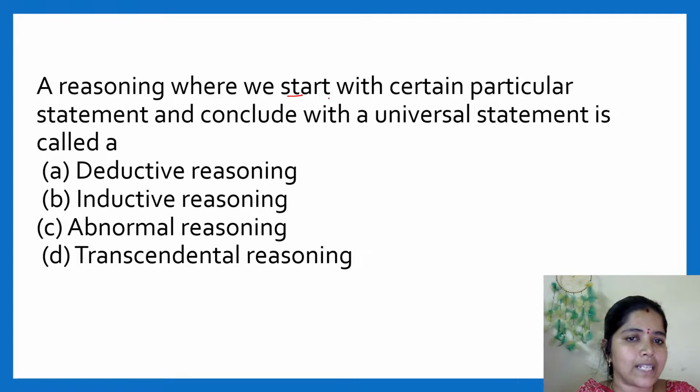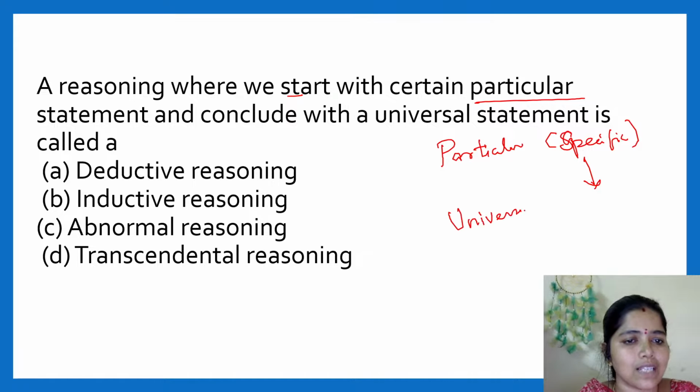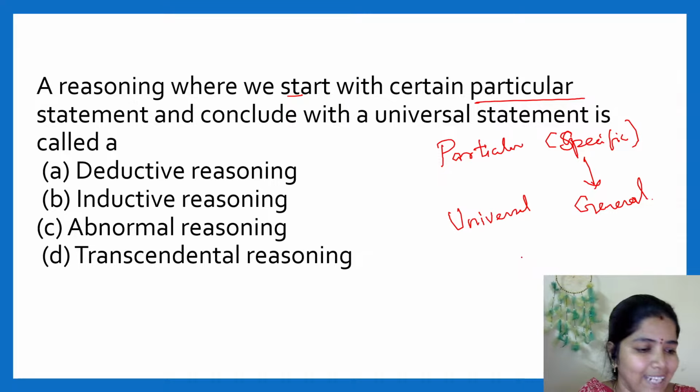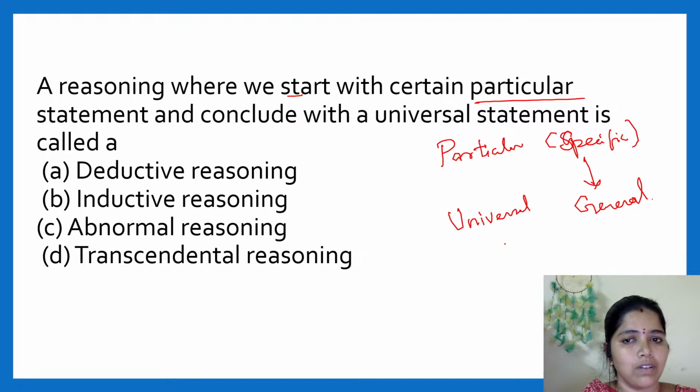See, here it starts with a particular statement. Particular means we say it is specific. And from specific it moves towards universal. Universal is nothing but general. Very good. Lata Ganesh, it is not A, it is B. It is general to specific to general and conclude with a universal statement.